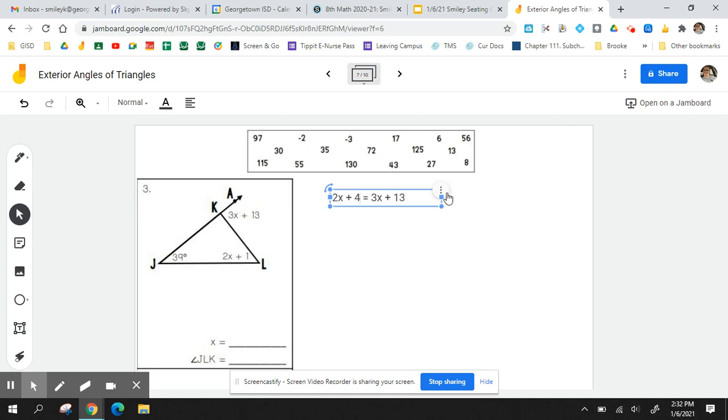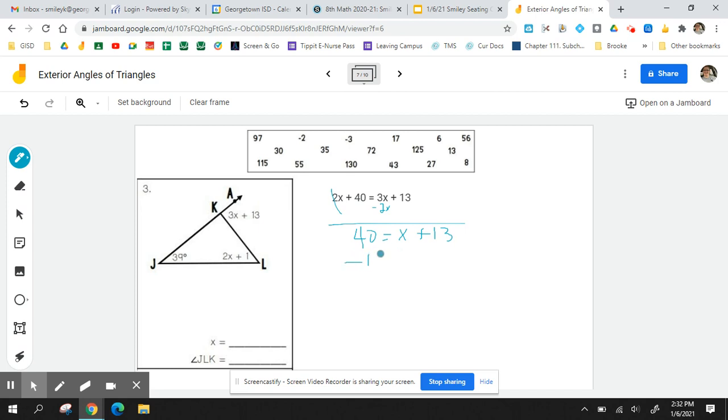1 plus 39 is 40. There we go, makes it easier. So now solve. I'm going to minus the 2x over to here. That means my x's will cancel. 40 equals x plus 13. What is 40 minus 13? That will give you your x. If you need a calculator, you can do it the old way by just borrowing. You get 27.